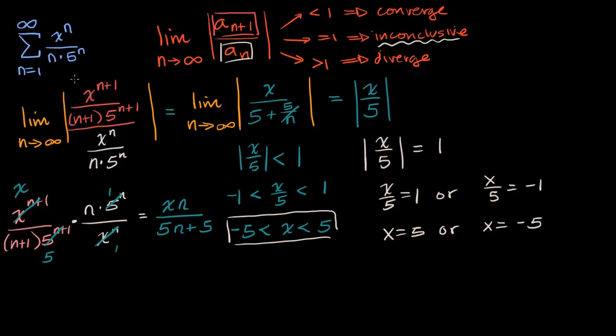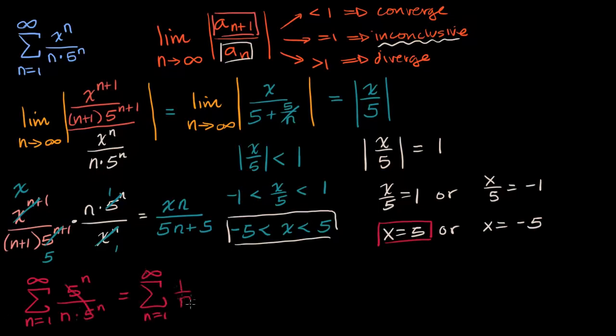So let's test them out individually by looking back at the series and just substituting x equals 5 or x equals -5. So in the first scenario of x equals 5, let's go to our series. Then the series is going to be the sum from n equals 1 to infinity of 5 to the n over n times 5 to the n. Well, this is just going to be equal to the sum, n equals 1 to infinity, of 1 over n. And this is a harmonic series. This is the p series where p is equal to 1. And we know for our p series, if p is equal to 1, that's going to diverge.